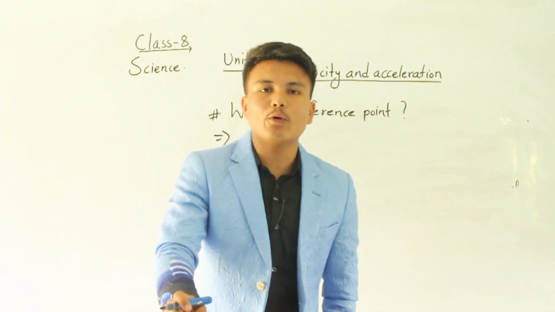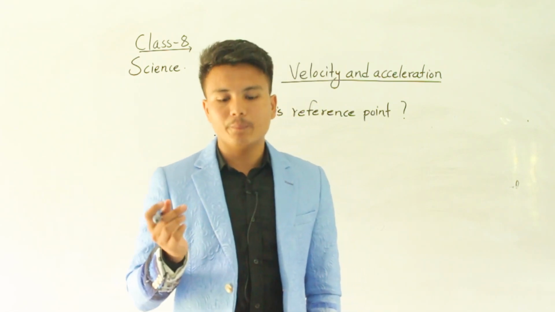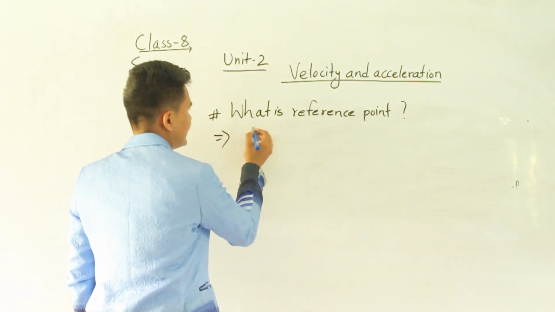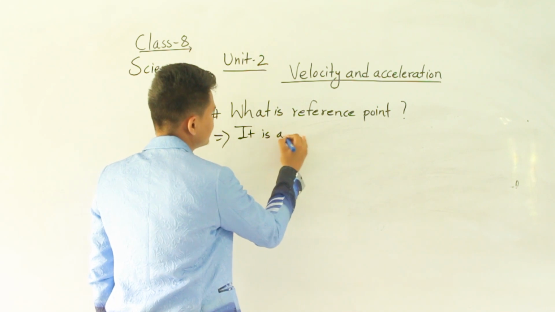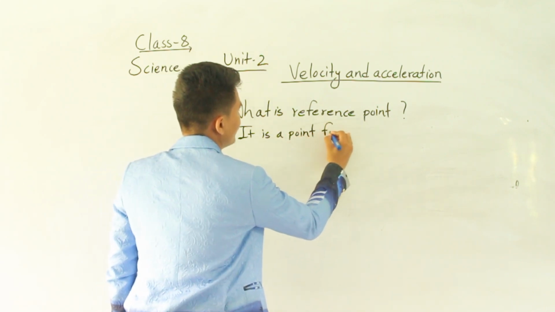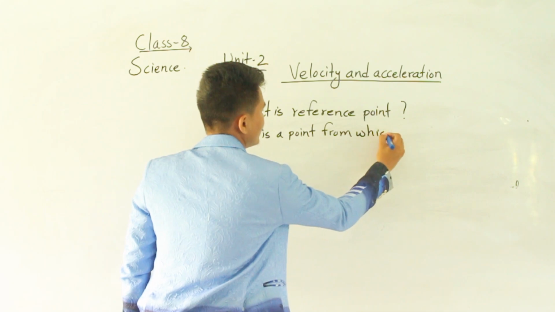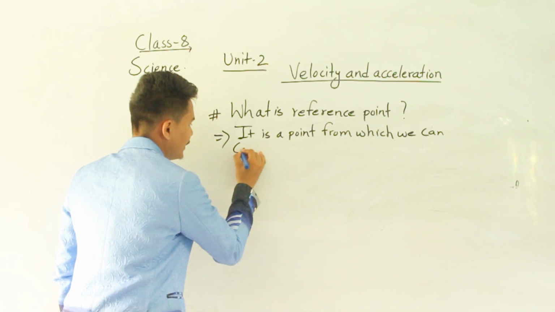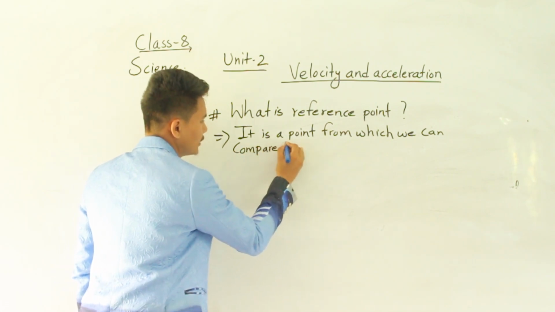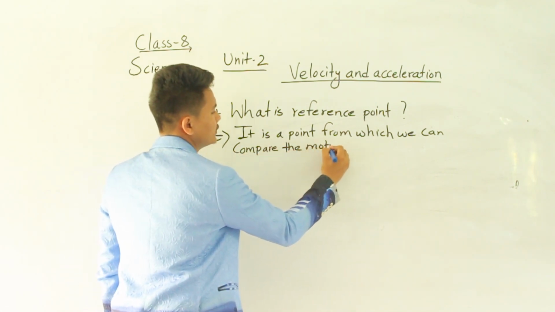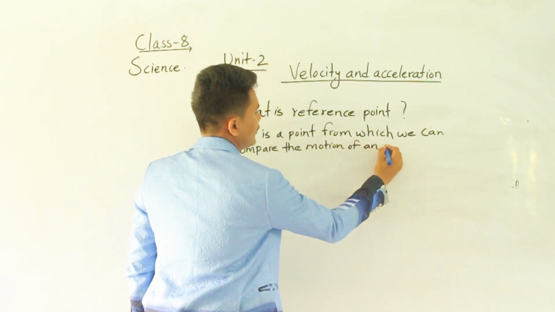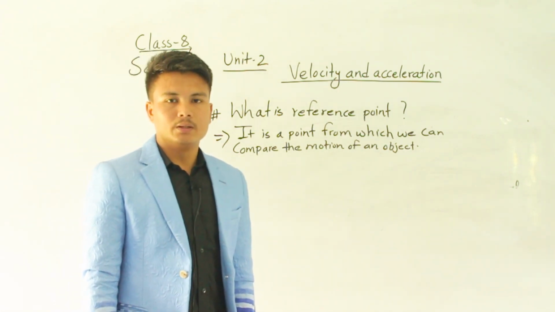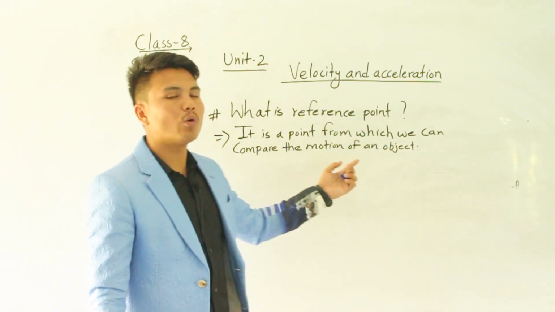Okay, so a reference point is a point from which we can compare the motion of an object. So write down: it is a point from which we can compare the motion of an object. A reference point is a point from which we can compare the motion of an object.